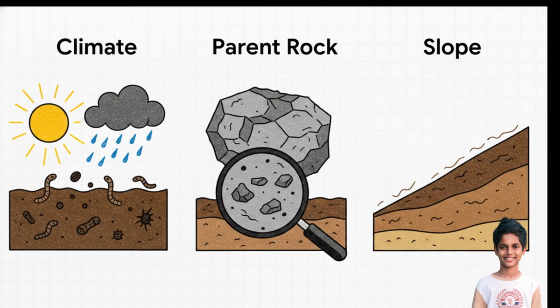Second is the parent rock. This is like the DNA of the soil. It determines the composition. If your parent rock is full of calcium, your soil is going to be full of calcium. Simple logic. And third is the slope of the land. Hilly areas usually have a very thin layer of soil because running water and wind just wash it straight down. But down on the flat plains, the soil just sits there undisturbed, building up into a really nice thick layer.